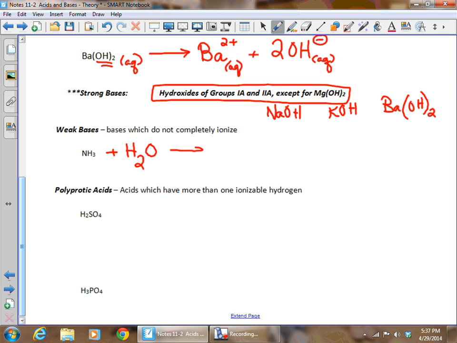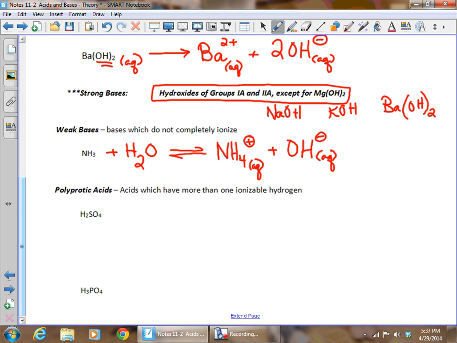So it is weak. We're going to put double arrows, and we've seen this on the previous page that we end up with NH4 plus and OH minus. On the previous page I didn't put aqueous, but you probably should go ahead and do that, even though water's shown over there on the left hand side.